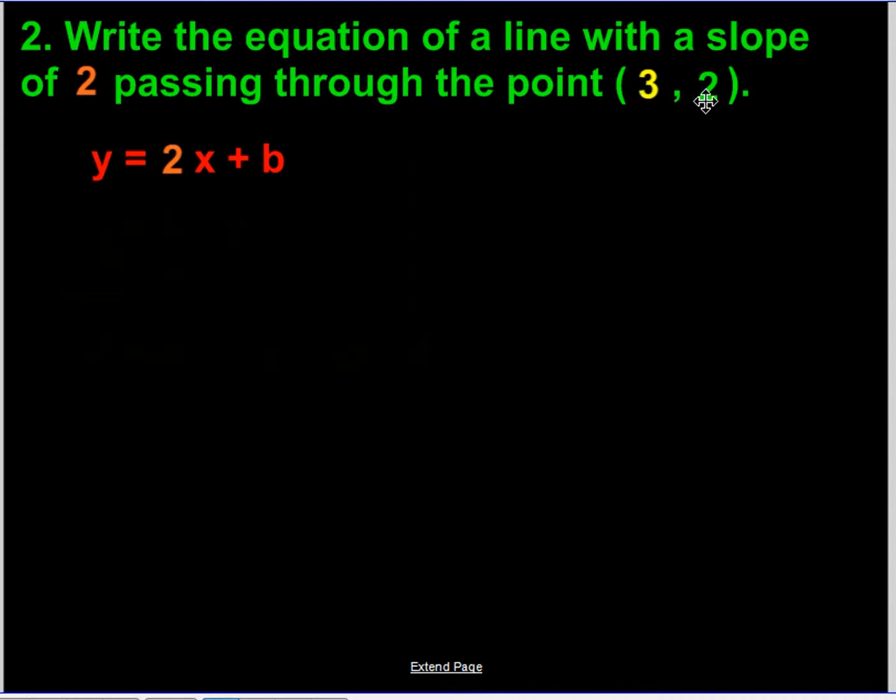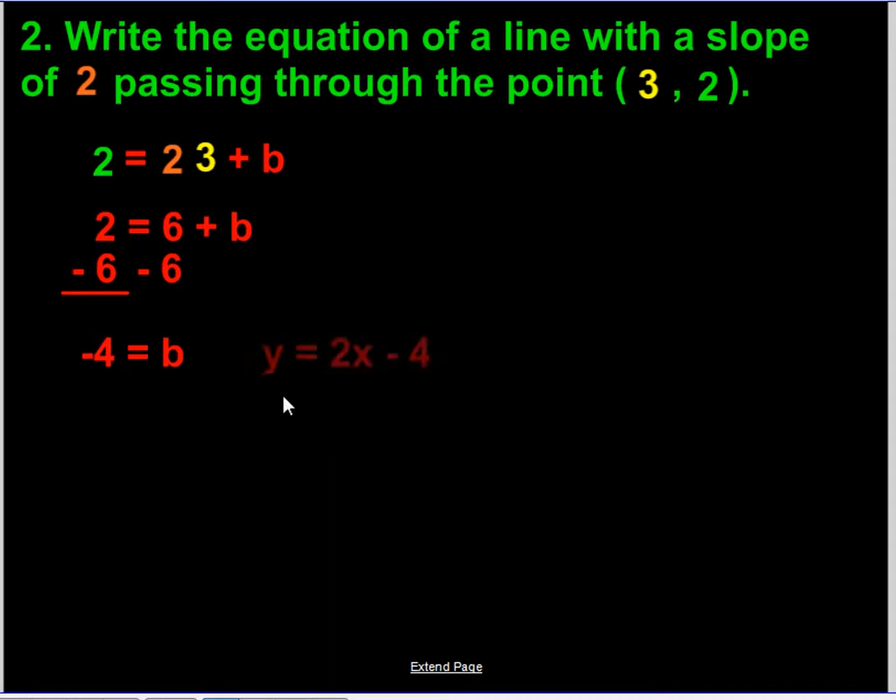I have here my x coordinate and my y coordinate. My x coordinate is a 3, and my y coordinate is a 2. So if I multiply 2 times 3, I'm going to get 2 equals 6 plus b. I then can get my 6 over onto this side by subtracting, which is then going to give me -4 equals b. So I have my slope of 2, and now I have my y-intercept of -4. So I can show that the equation would be y equals 2x minus 4.